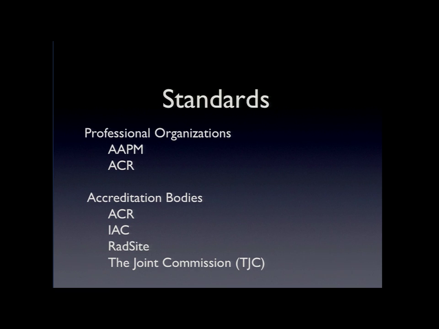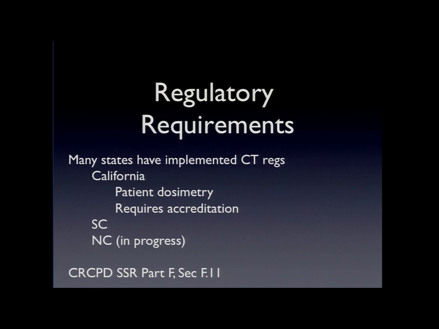And then the accreditation bodies actually provide standards for what they have. So the ACR has its accreditation standards, which are different than the professional standards. So there are different resources. They basically are the same, but there may be some differences. So you need to get the specific copies, whether it's what applies during accreditation or overall what a quality program should be. The IAC, RadSite, and the Joint Commission all have standards for medical imaging and the advanced imaging modalities. So you can get copies of those from all their websites.